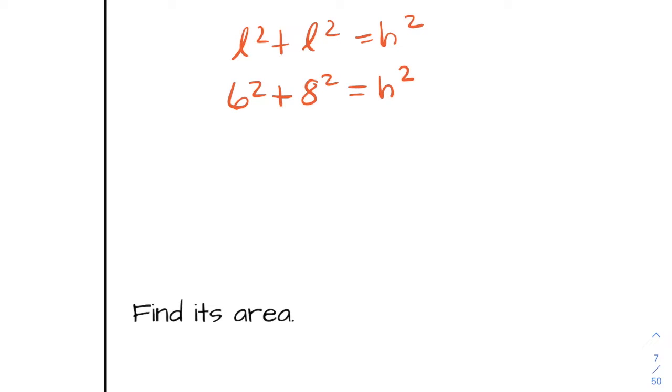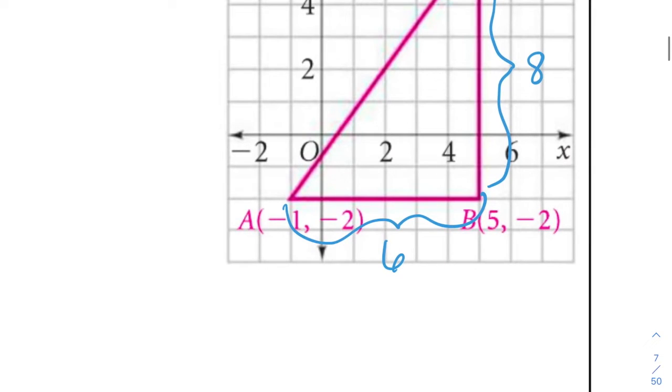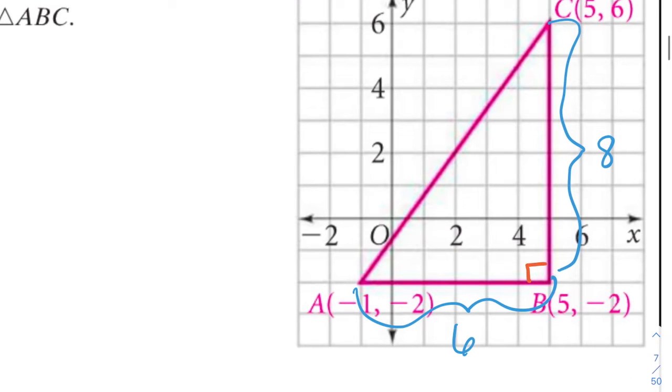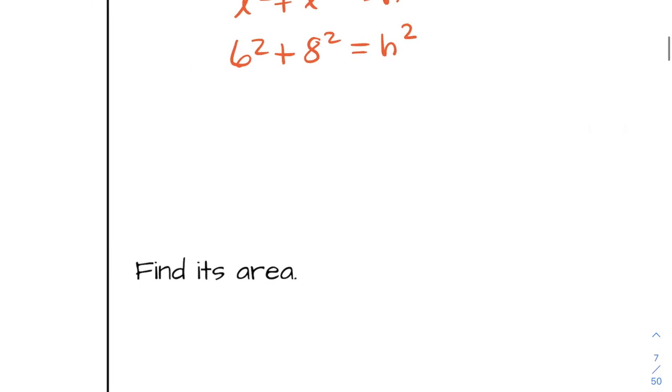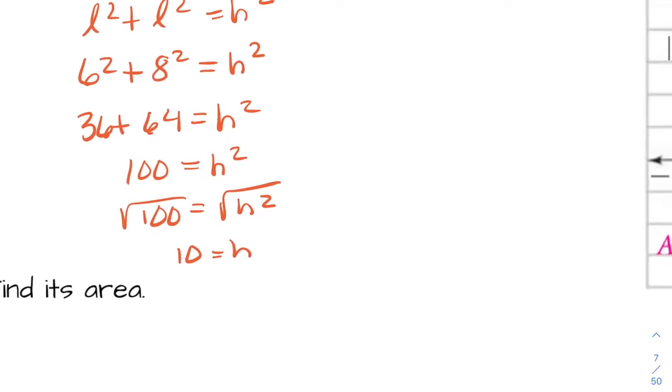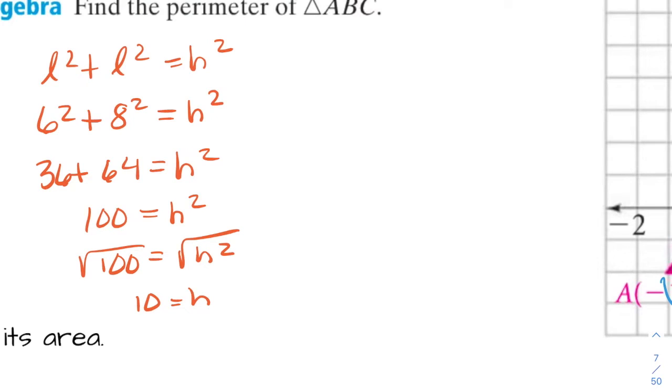And I can only use the Pythagorean theorem when I have a right triangle, which I have. So that's how I knew that this had to be the hypotenuse right here. So 36 plus 64 equals H squared. 100 equals H squared. The square root of 100 equals the square root of H squared. Plus or minus 10 equals H. Ignore the plus or minus because it can only be a length that's positive. So we get H equals 10.